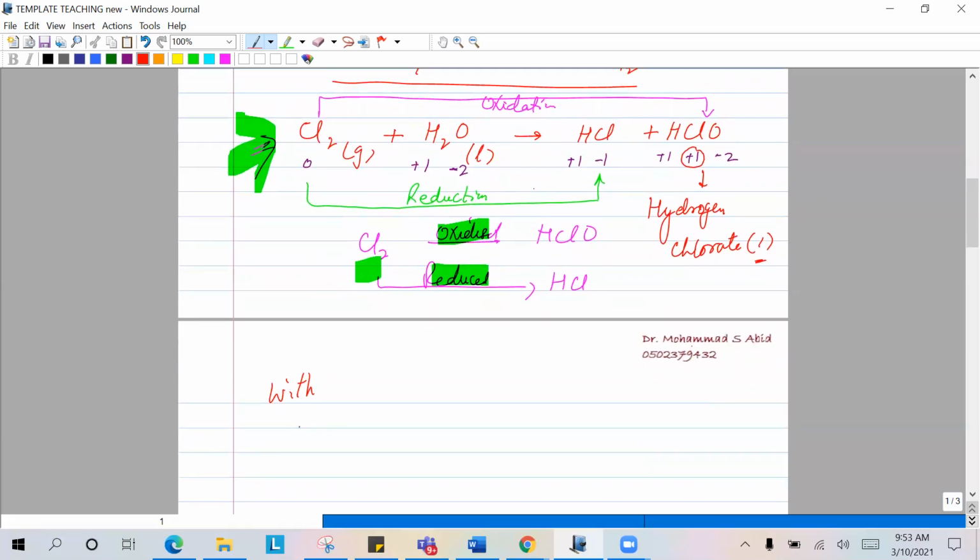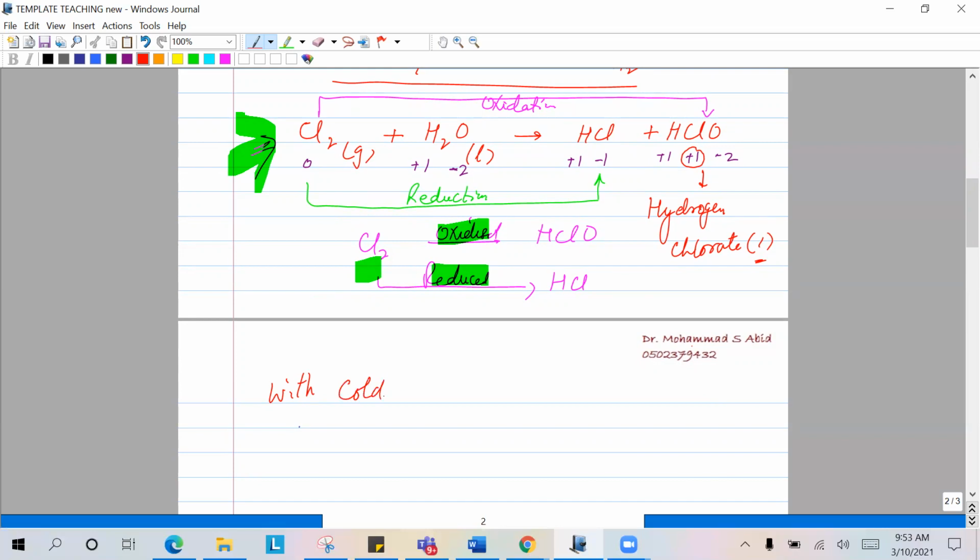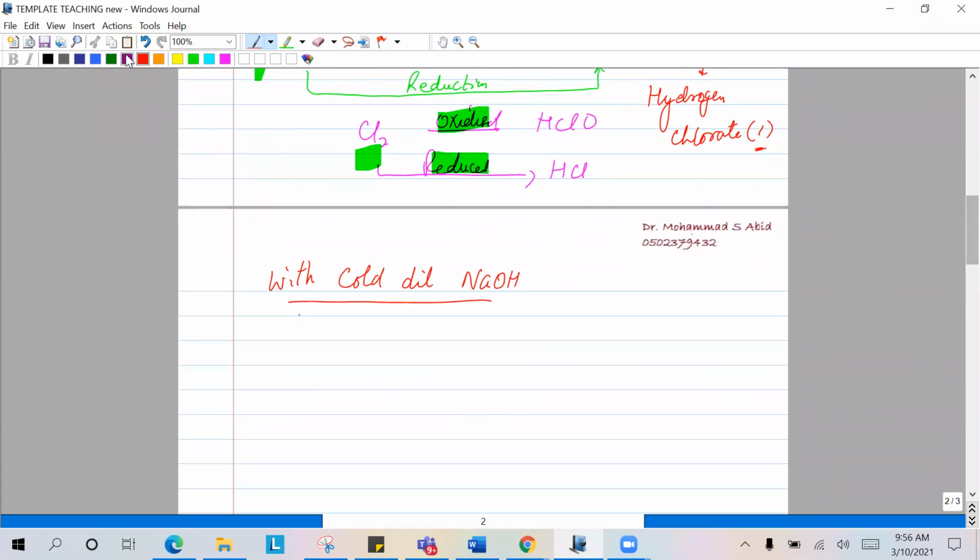The second one is with cold dilute NaOH or KOH. You can take NaOH or KOH, it doesn't matter. One of the possible examples in the exam is the chlorine reaction with cold dilute NaOH. They can use the word cold, they can use the word dilute, but cold and dilute always go together. In the exam, it will never be hot and dilute. It will always be cold and dilute.